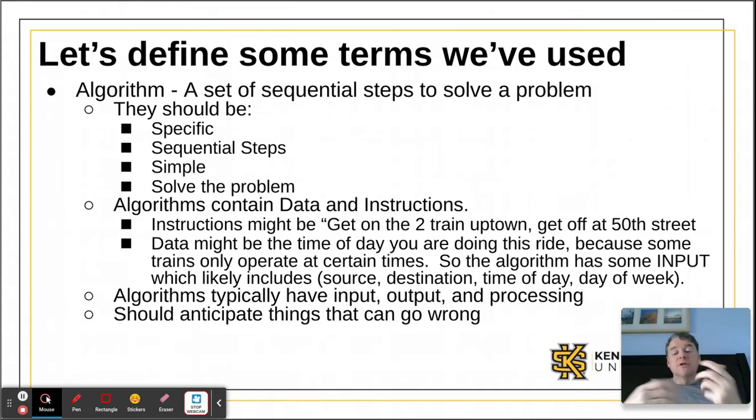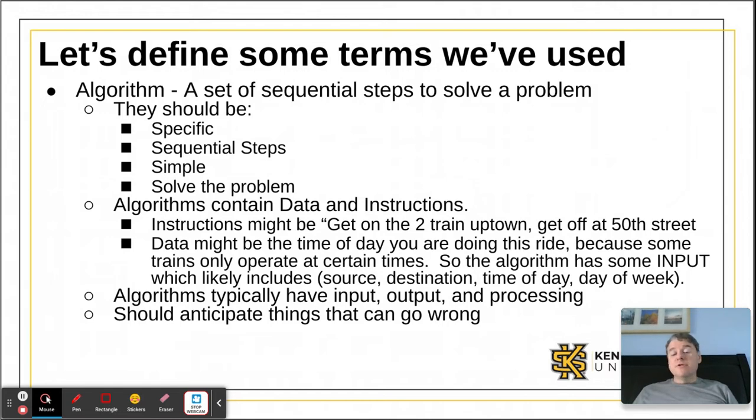So the input is the source, the destination, the time of day, the day of week, the hour of the day, etc. The output is the actual set of instructions that tell you get on this train, go this way, then turn right, then get off, then transfer to this line, and so on and so forth. And the instructions are the actual computer terms that are doing that work. They're taking the input and finding the correct output for you.